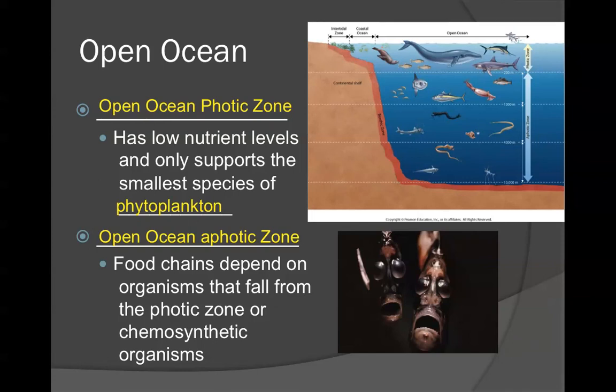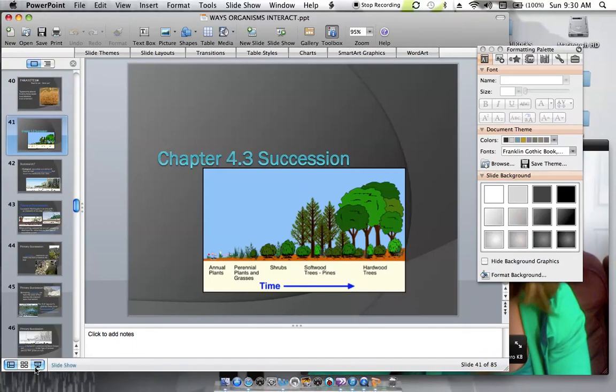Then we have the open ocean aphotic zone. Those are organisms that are going to basically depend on food that's dropped from organisms in the photic zone. And the primary source of energy there are organisms that can go through chemosynthesis, so they don't need sunlight to produce food. And I believe that's our last slide.